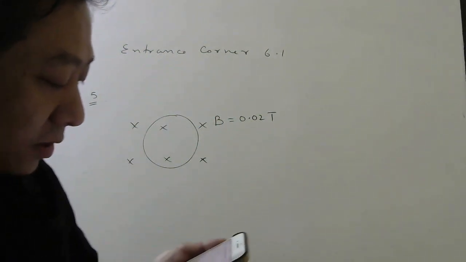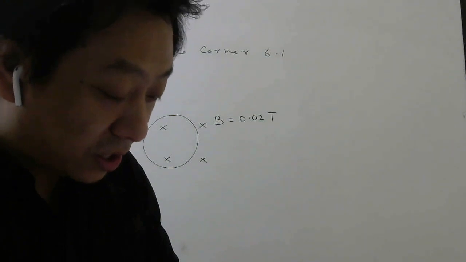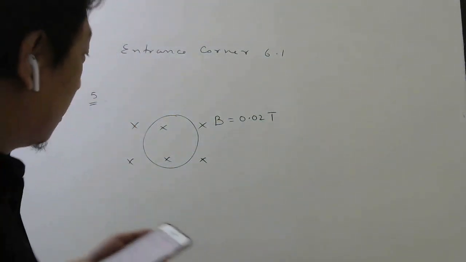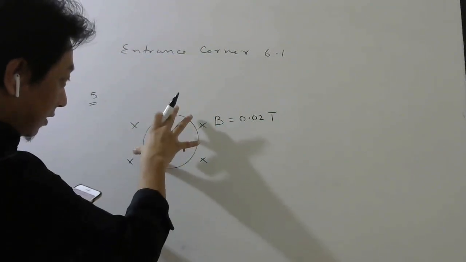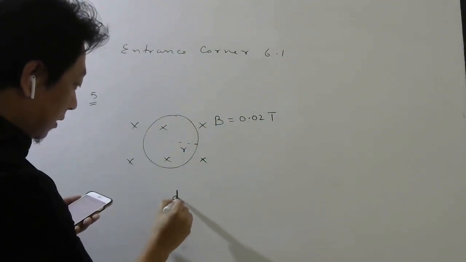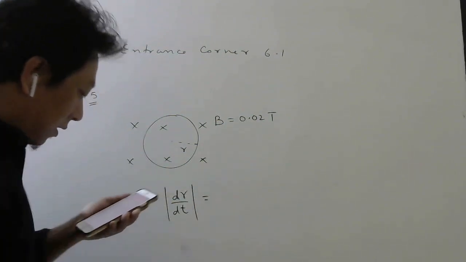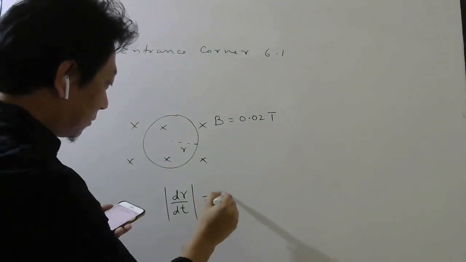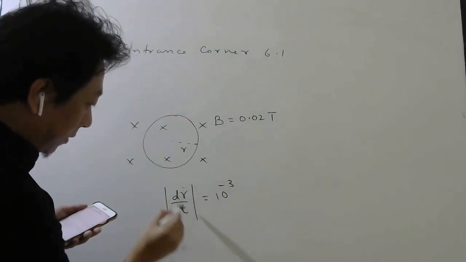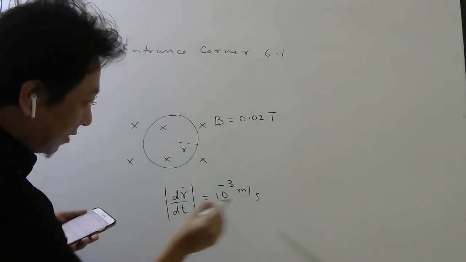Somehow they are changing the radius of the loop. The radius of the loop begins to decrease at a constant rate. So this radius, if I say is r, starts decreasing, and |dr/dt| at a constant rate is given by 10 to the power minus 3. The unit will be meter per second. Radius is in meters, time is in seconds.